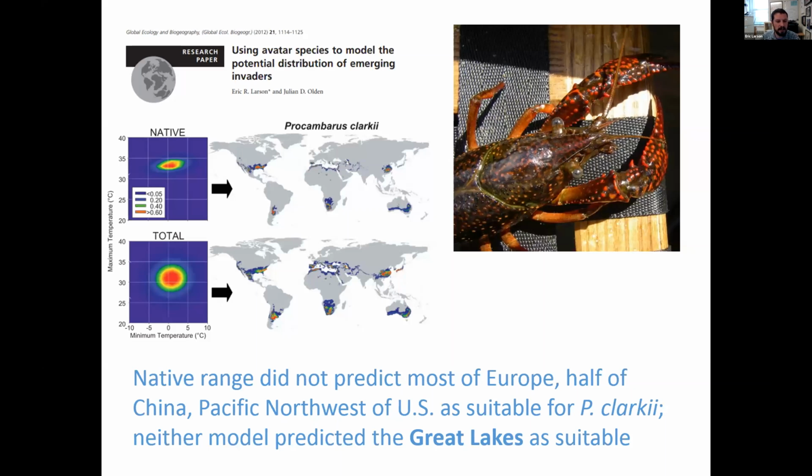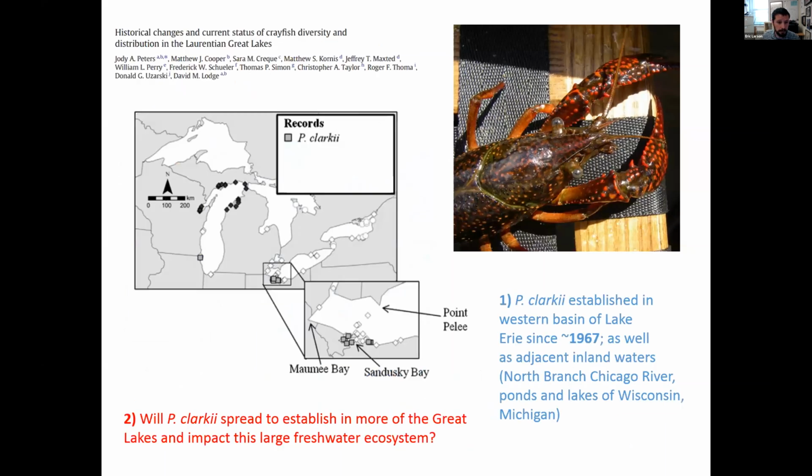The other thing I would say about this model is that neither the native nor the total, native plus non-native, range model we ran here predicted most of the Great Lakes as a very good place for this species to establish. And we have reasons to suspect that's not true. This is a crayfish that is established in ponds near Lake Michigan and Wisconsin, in the North Branch of the Chicago River around Chicago. And it's had a big boom in Michigan that Brian Roth and others have worked on, in lakes and ponds in, say, the Detroit area.